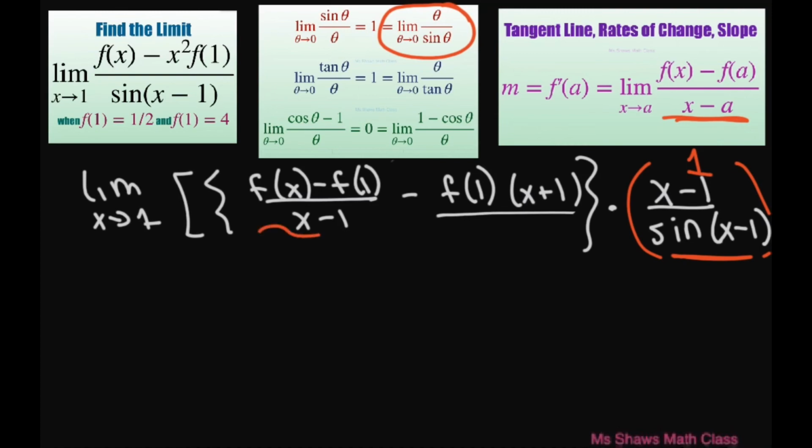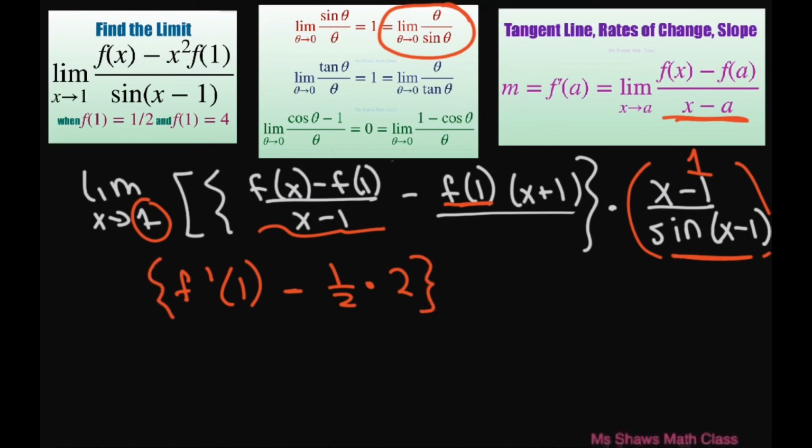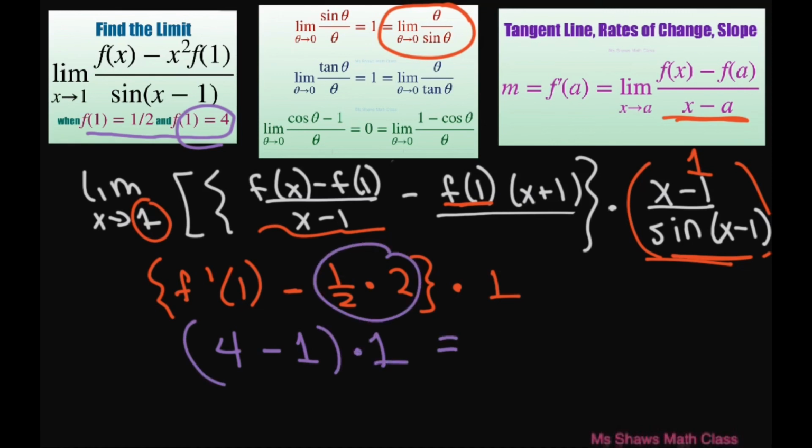This part here, we're going to apply the limit now. This is just going to be f prime of 1, right? Minus, now f of 1 is 1/2, so write 1/2. Substitute in the 1, and it's going to be times 2. All right. And then this is going to be times 1. So f prime of 1 is 4, so this is going to be 4 minus 1. This is 1 times 1, and our limit is going to be 3.